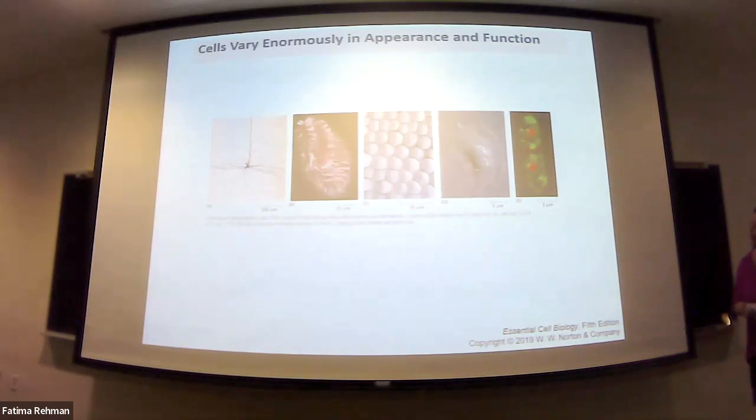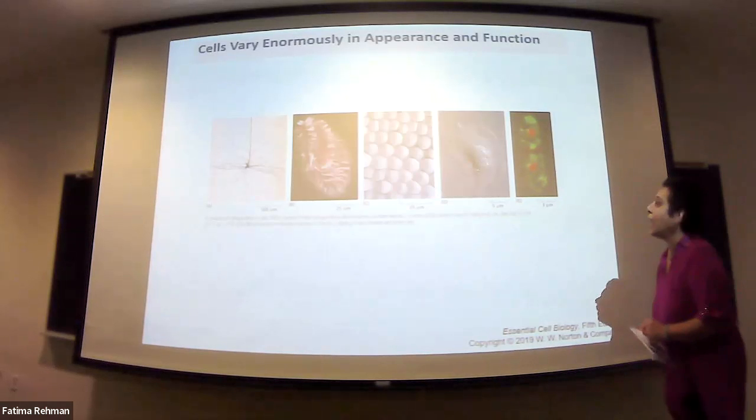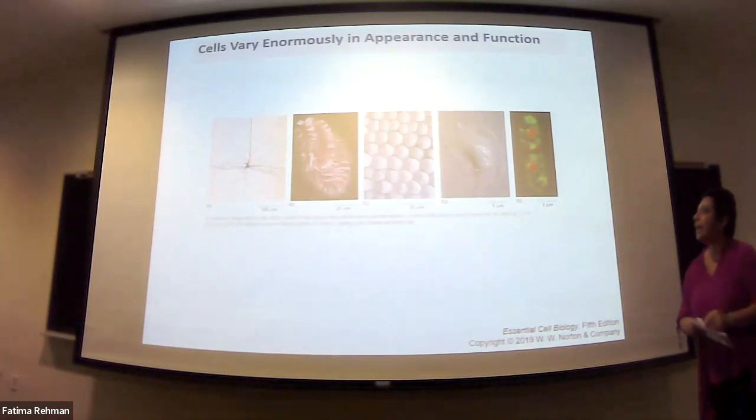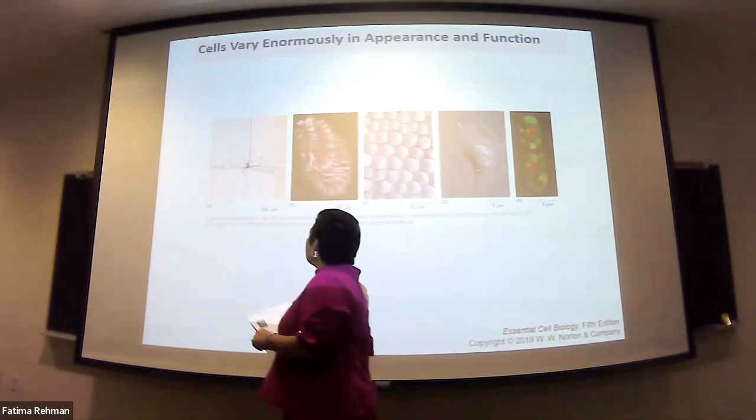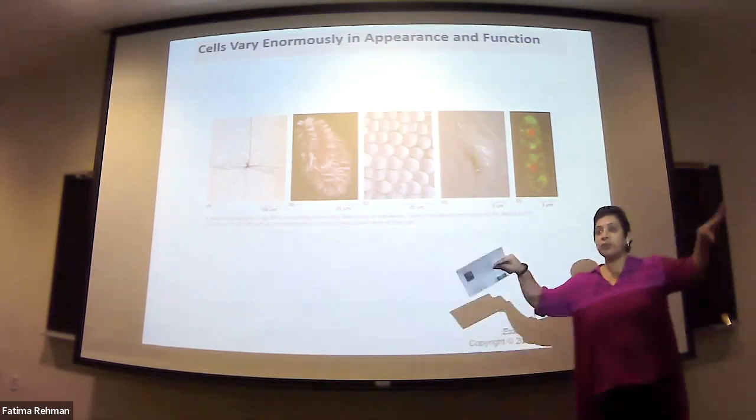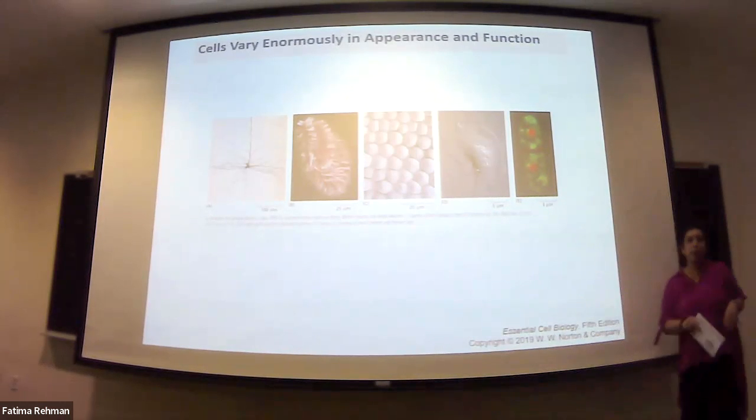Nerve cell. Yes, one of them is a nerve cell, A. And it has all these axons and dendrites to communicate with those around them. Right?